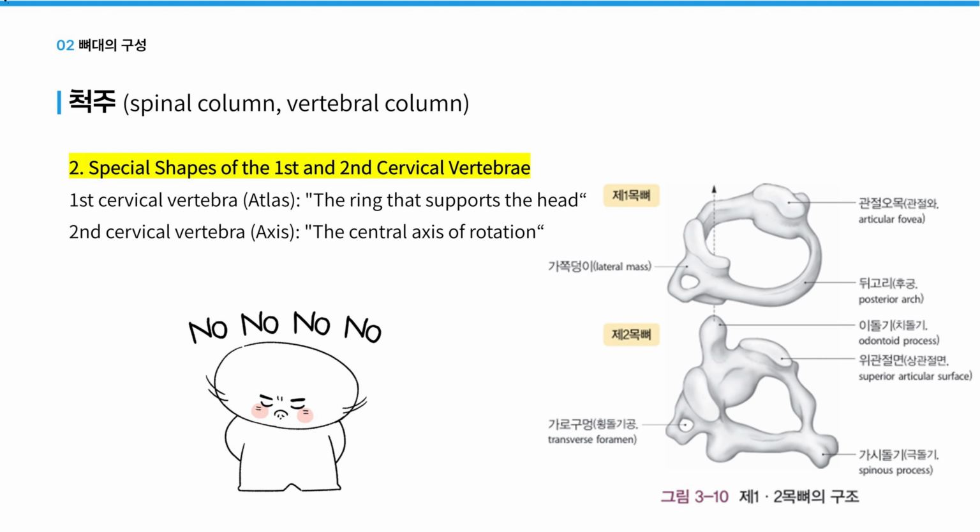The second cervical vertebra is the axis, or the pivot bone. The axis has an upward projection called the odontoid process, or dens, that fits into the ring of the atlas, creating a pivot joint. This is exactly the mechanism that lets you rotate your head side to side to say no. So remember, atlas supports the head, axis provides the axis of rotation.